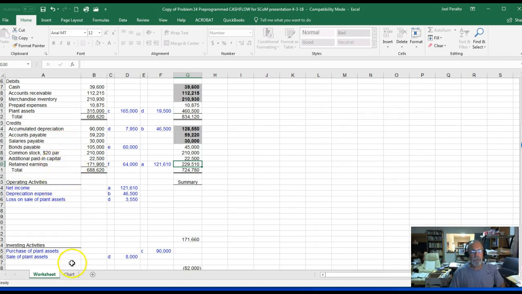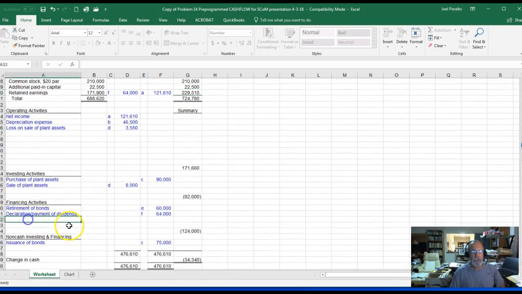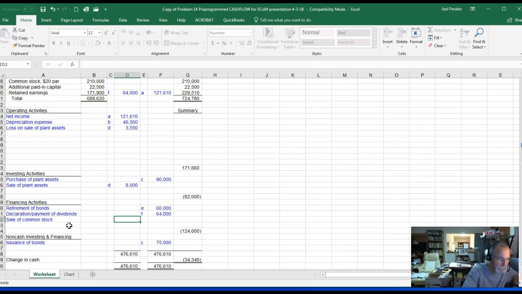And so when we sell stock, that's going to be a financing activity, sale of common stock, and it's going to be a debit to cash, and that's calculated by taking the amount of shares issued times the price, 1,500 times 27, 40,500. So that's item G.